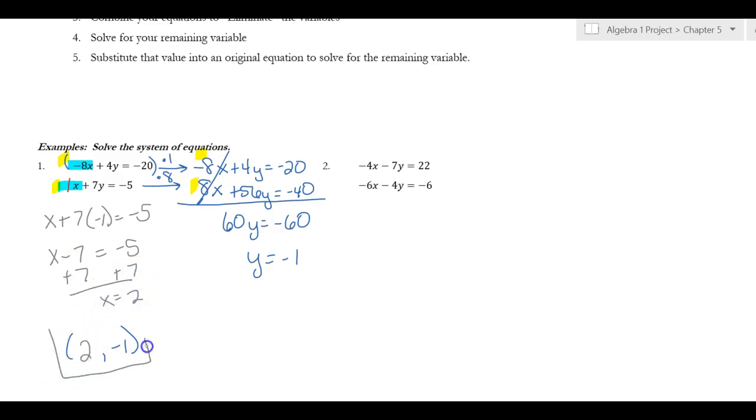And that's the answer. If you would have gotten y's the same, you would have found x first, but you still should have got x was 2. So the order that you do them doesn't matter. It's whatever you're comfortable doing.